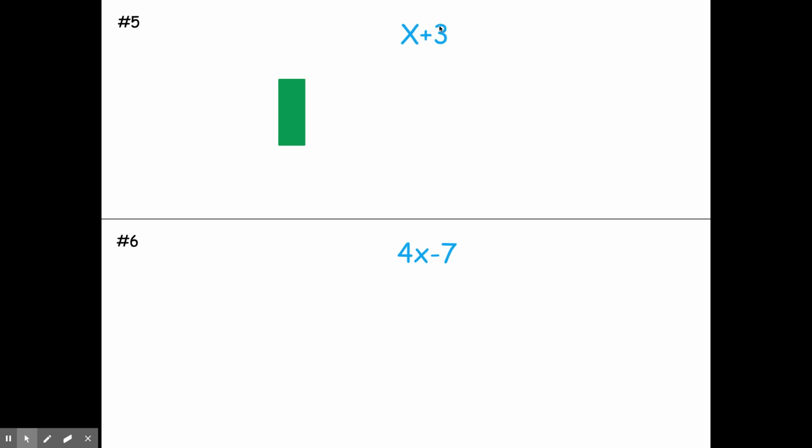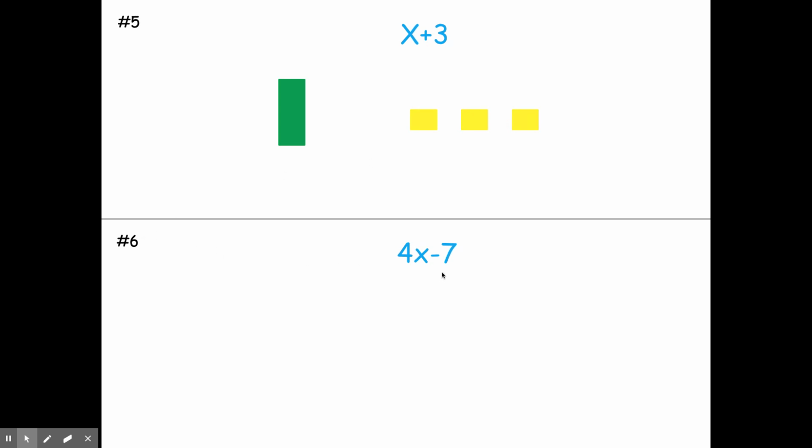How many units do I have? I've got 3. Are they positive or negative? Well, this plus sign tells me it's positive. A plus sign and positive are the same thing. So I'm going to represent that with 3 yellow tiles or 3 yellow squares. So x plus 3, x plus 3. All right.